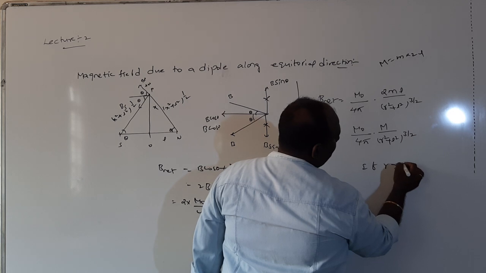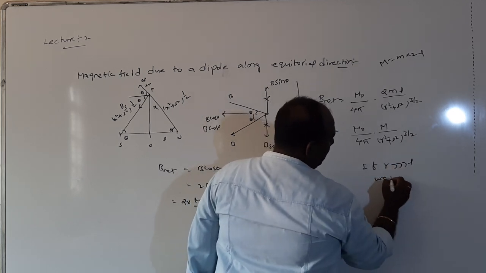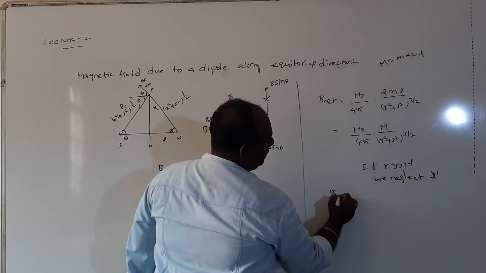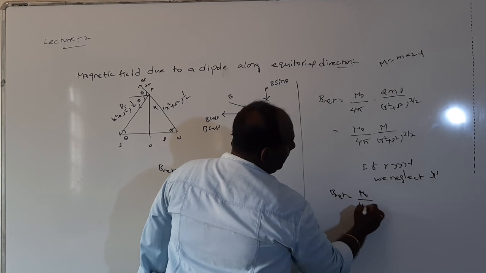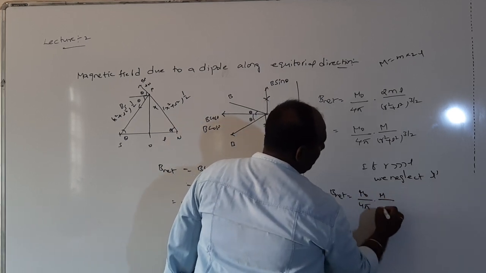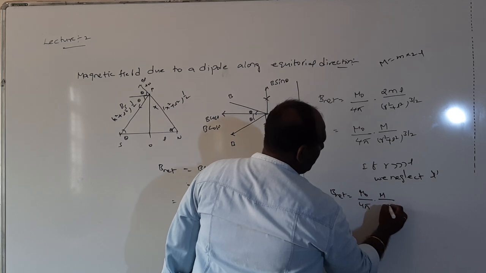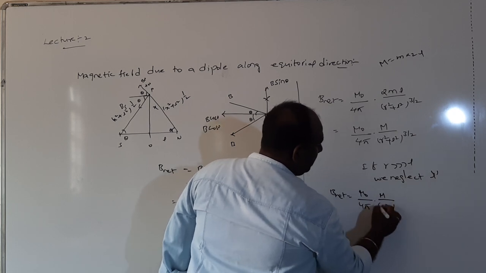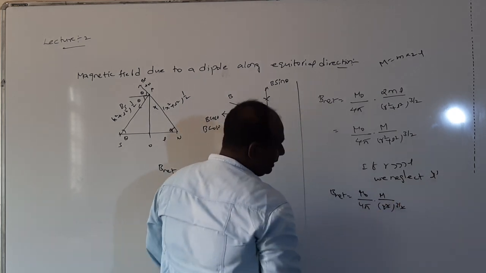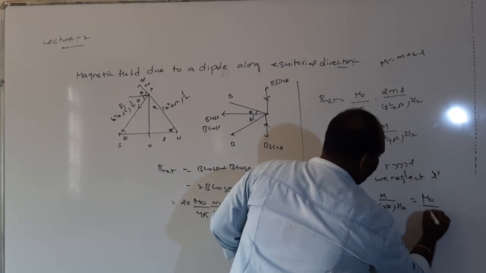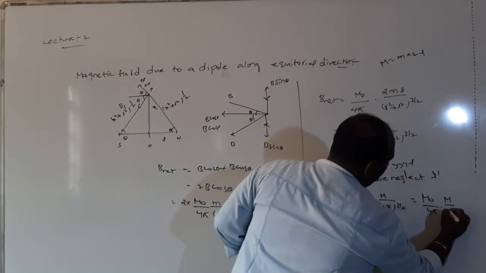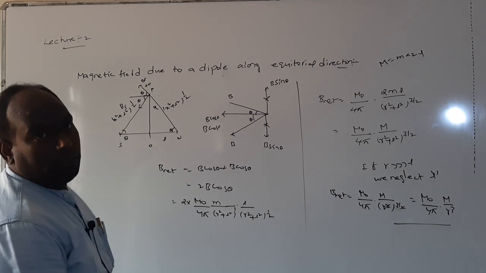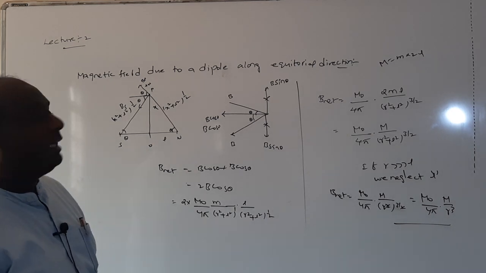If r is far greater than L, then we neglect L. Then B net is equal to mu naught by 4 pi, M by (r square) whole power 3 by 2. The 3 by 2 power gives r cubed. So finally we get mu naught by 4 pi into M by r cube. This is the magnetic field due to a dipole along the equatorial line.